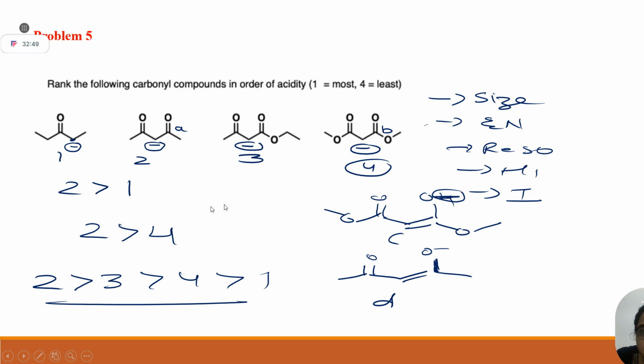Ketone, yes, understood. Therefore, your ketones will be ahead of your esters. Therefore, the correct answer will be 2, 3, 4, and 1. Now, understood?